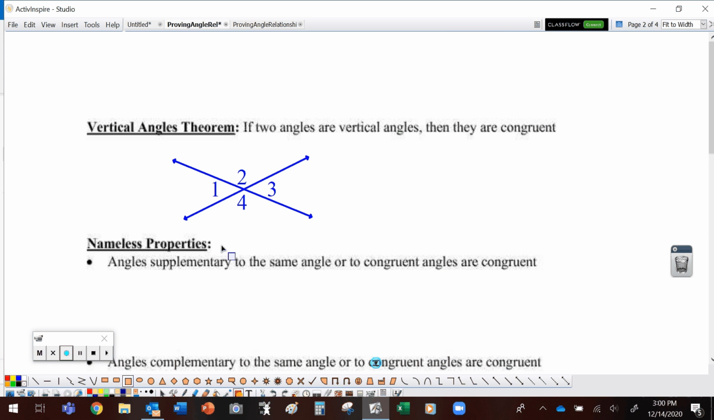Okay, let's look at a couple more. If 2 angles are vertical angles, then they are congruent.